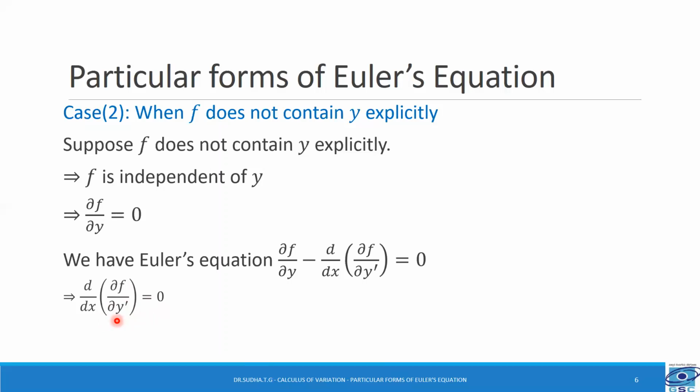So derivative of this function ∂f/∂y dash is equal to 0 implies that ∂f/∂y dash is equal to constant. Let us once again take that constant to be k. Therefore, whenever f is independent of y, that is f does not contain y, then we can take Euler's equation to be ∂f/∂y dash is equal to a constant k. So this is the second particular form of Euler's equation.